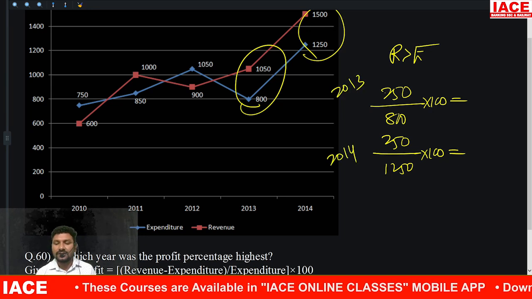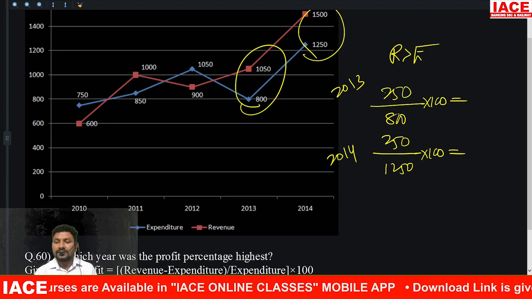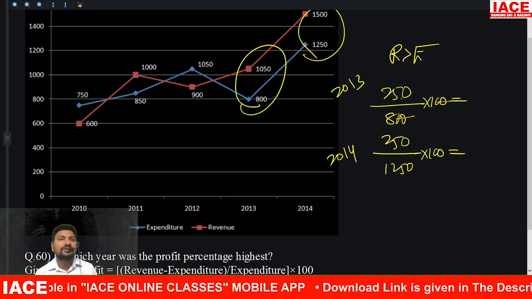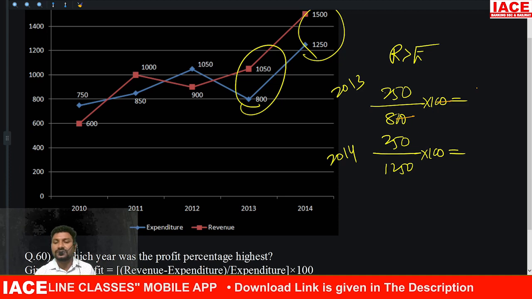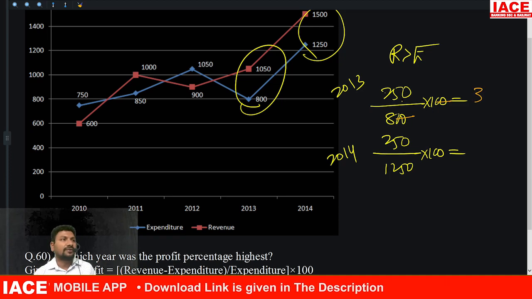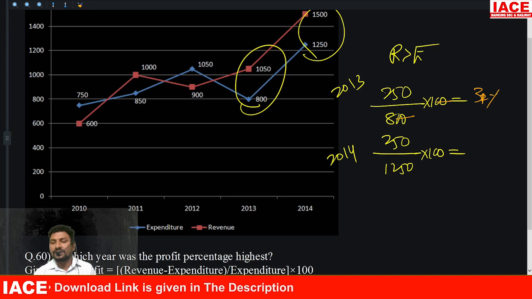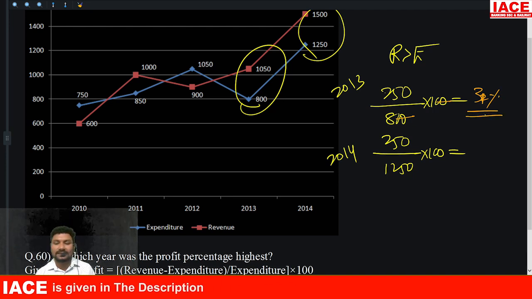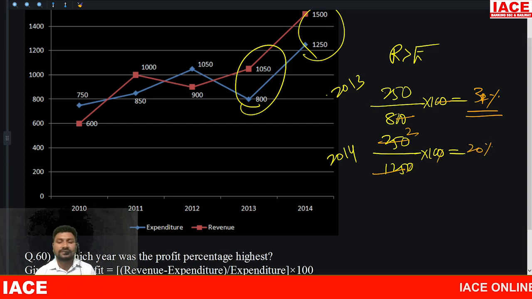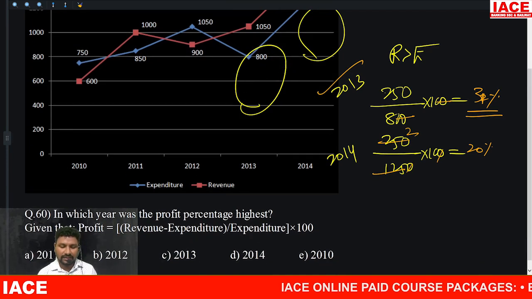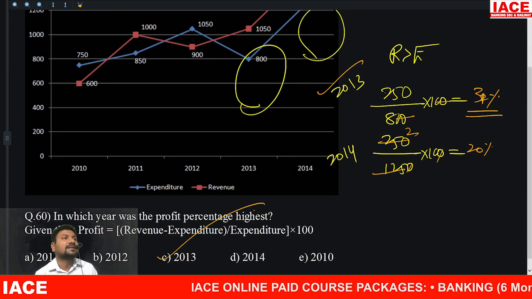Which here is more? So cancel the measurements. Here is 800, 800 cancel. 250 by 8, it's almost how much you will get? 8 3s are 24. Okay. And 30, 31s are almost how much percentage will we get? 31 percentage. And here is 125. 125 2s are, and it is equal to how much percentage? 20 percentage. Which year is more? 2013 year is more. Then option C is right.